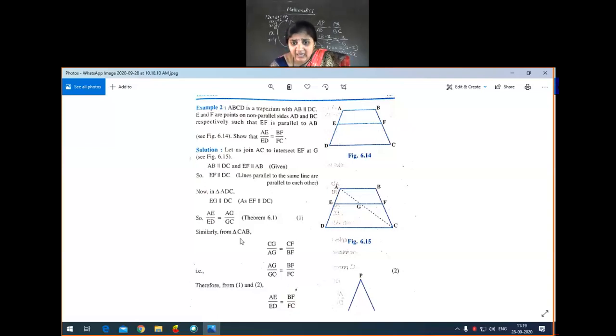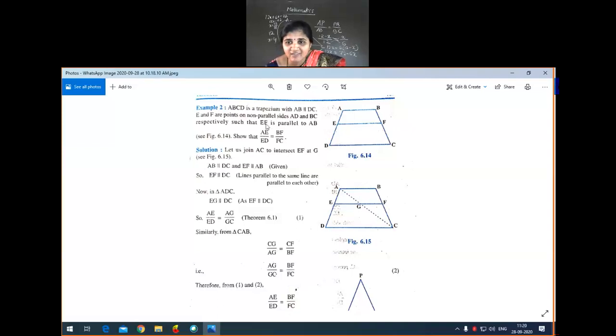Similarly, triangle CAB is upside down, so you imagine it straight. In triangle CAB, GF is parallel to AB, no? Yes, GF is parallel to AB. According to that condition, CG divided by AG equals CF divided by BF. Got the idea, no? Then we have to take the reciprocal: AG divided by GC equals BF divided by FC. From equations 1 and 2, something is common: AG by GC is here also. Then AE by ED equals BF by FC.